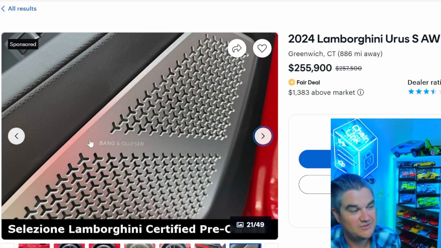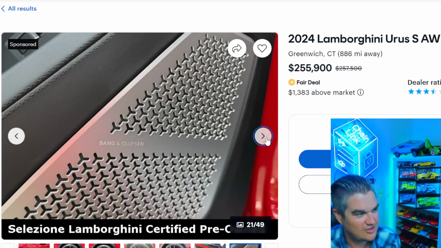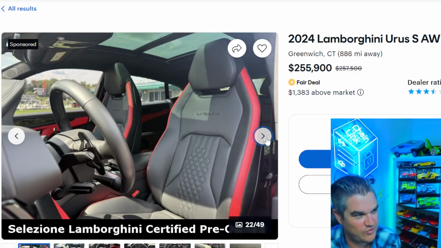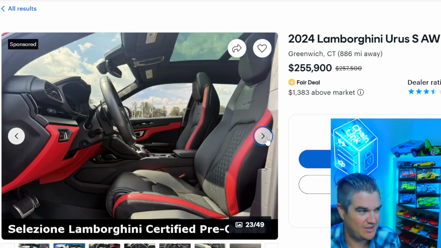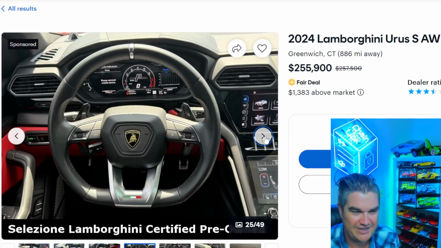Ooh, the inside's pretty nice. Bang & Olufsen, really good speakers, as you would expect from a $255,000 used car. Please give me some good speakers. That's one thing I gotta have in all my cars. I always get the maxed out speaker system. I don't want to hear that rattly shit when I crank it up.